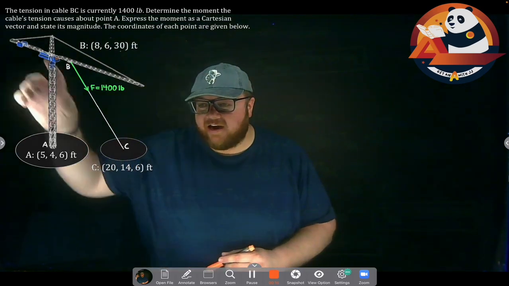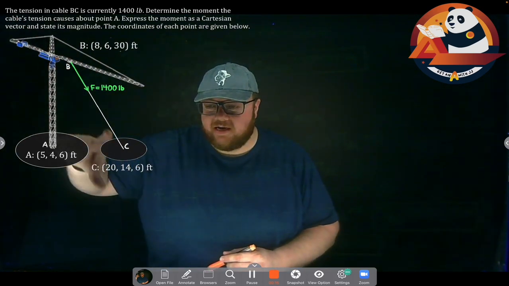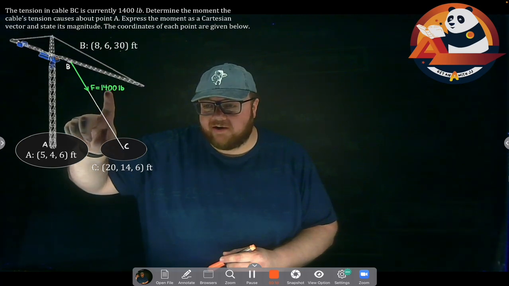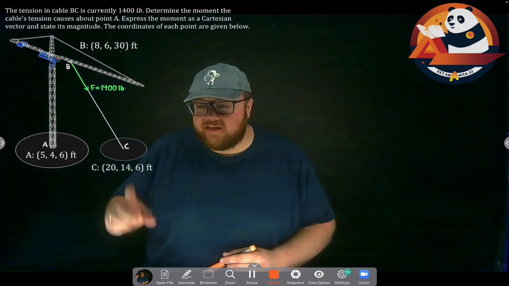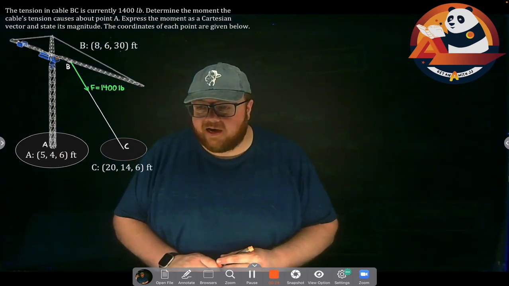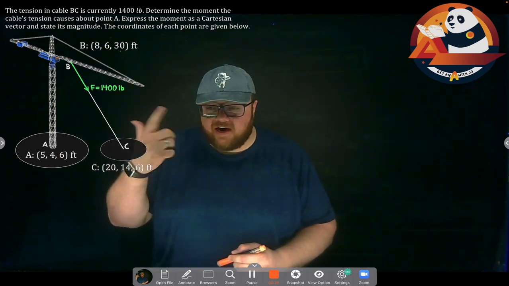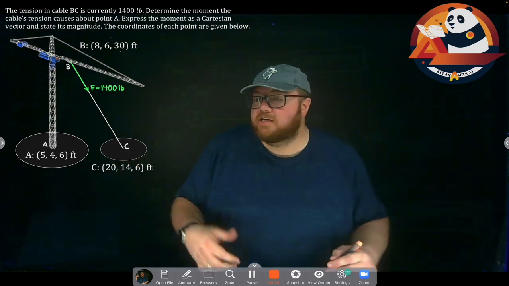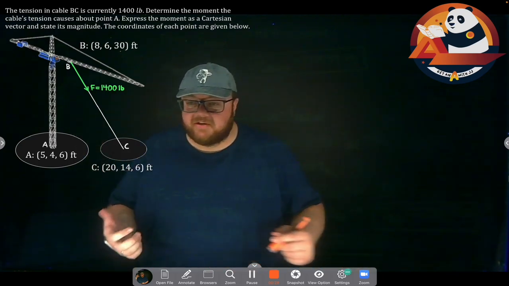Let's tackle an example problem. We have today our tension in cable BC is 1,400 pounds. Let's determine the moment this cable's tension will be causing about point A. We're going to give it as a Cartesian vector and then also give its magnitude. It's a couple things for us to get through as we do this.